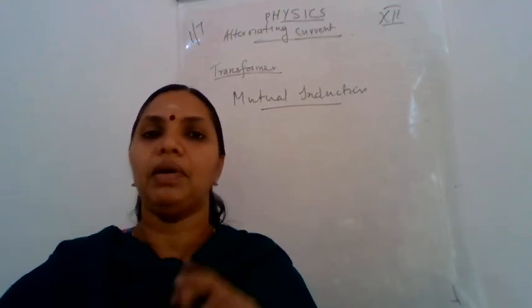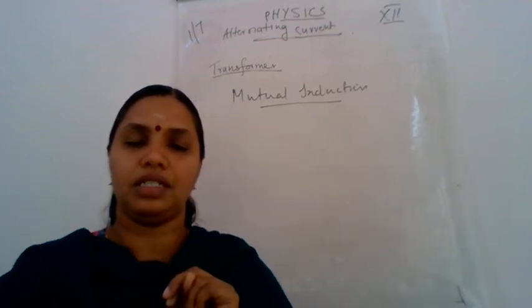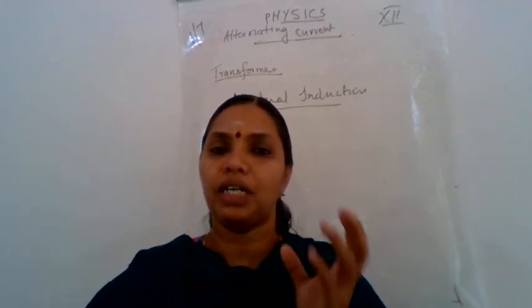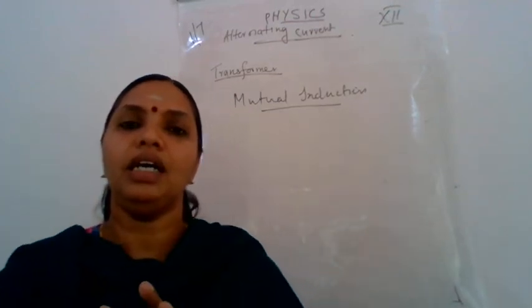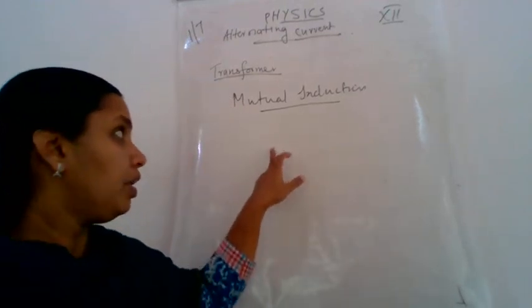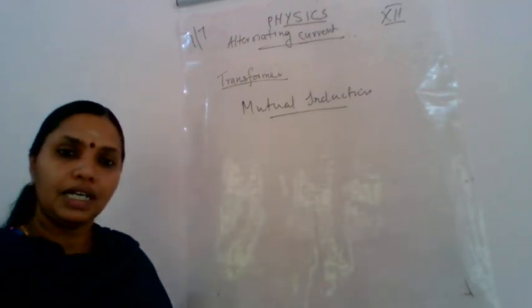So same thing. But here in the transformer, what will be the construction? There are two coils, isn't it? Mutual induction, definitely there will be two coils. One coil is the primary coil and the other one is the secondary coil. So that is what a transformer is and what its working principle is. Next we will discuss the construction.